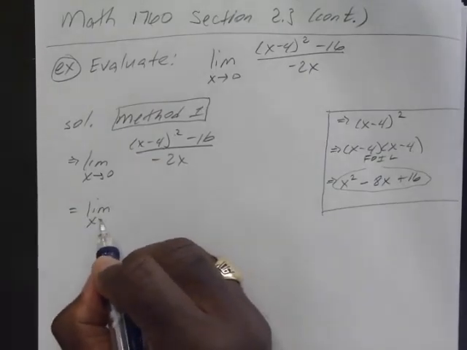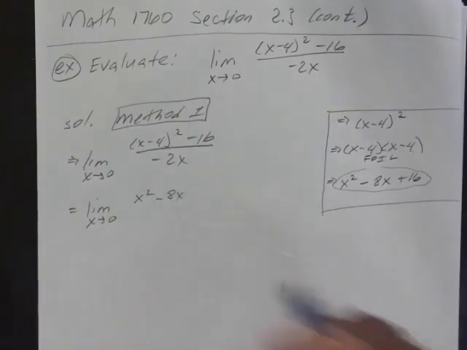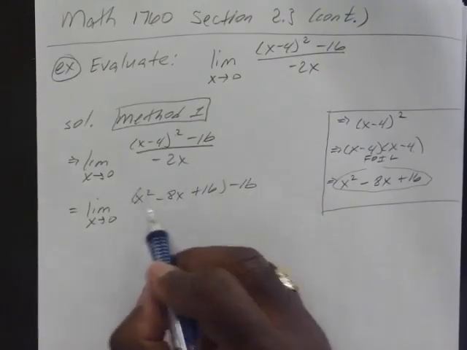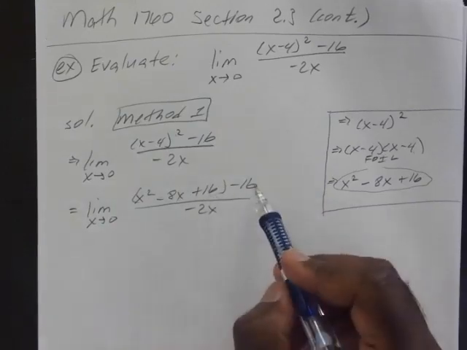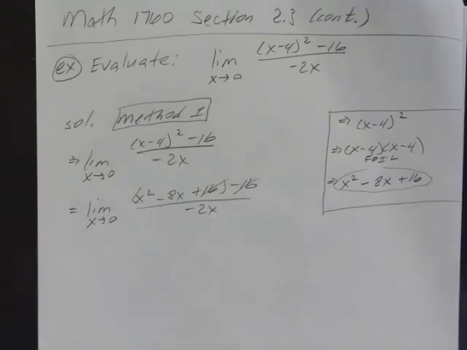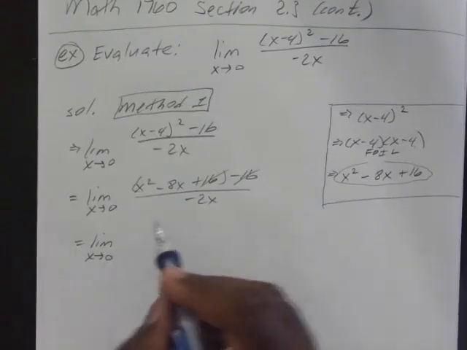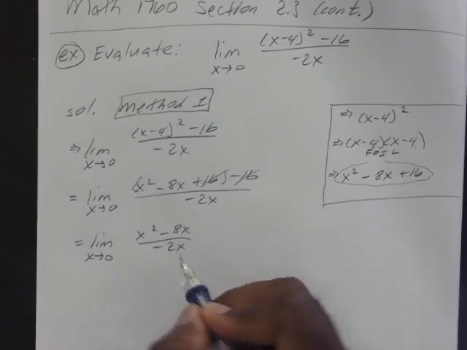That's the limit as x approaches 0 of x squared minus 8x plus 16 minus 16, divided by -2x. Okay, well, the positive 16 and -16 cancel each other out. That leaves us with the limit as x approaches 0 of x squared minus 8x divided by -2x.